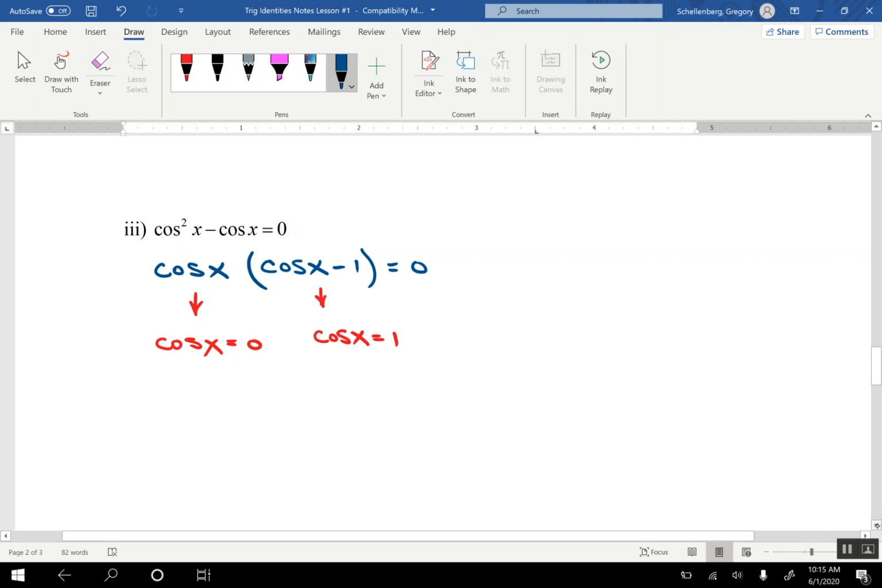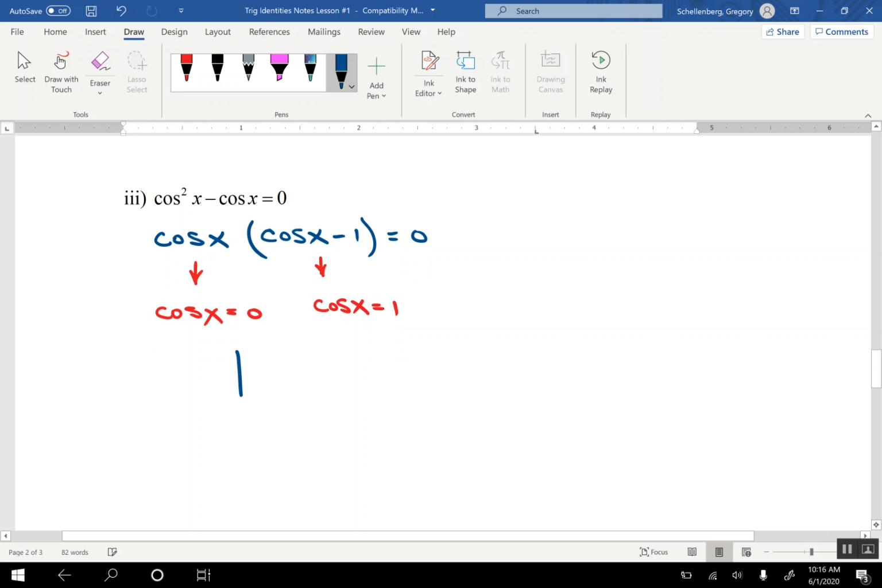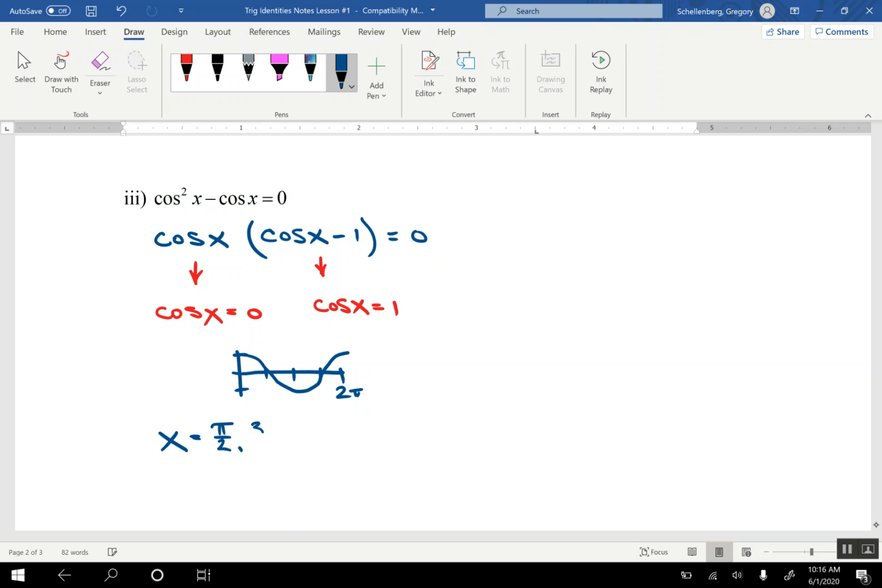And we'll just draw cos x between 0 and 2 pi to help us answer both of these. So it looks something like that. So where is it equal to 0? At pi over 2 and 3 pi over 2. So there's two of our solutions. And then where is it equal to 1? At 0 and 2 pi, but just remember that 2 pi is outside the domain. So we have 3 solutions there.